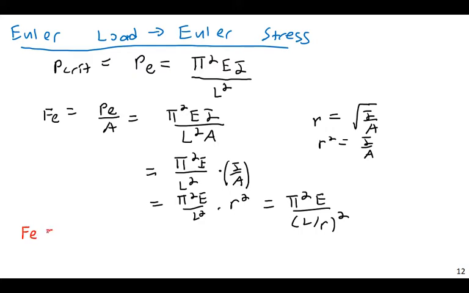We'll add one other thing, and we'll get the final value of pi squared E divided by, let's say, KL over R quantity squared, again making sure you're using appropriate units here, where K is the effective length factor, and I'll discuss this on the next slide.